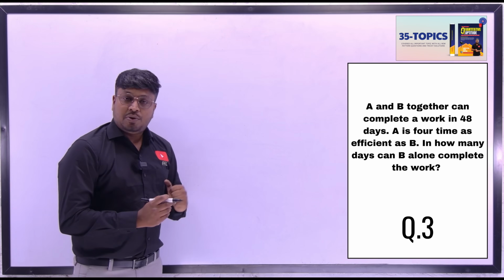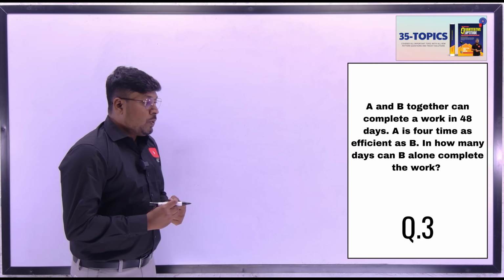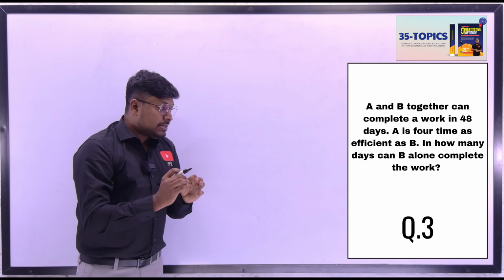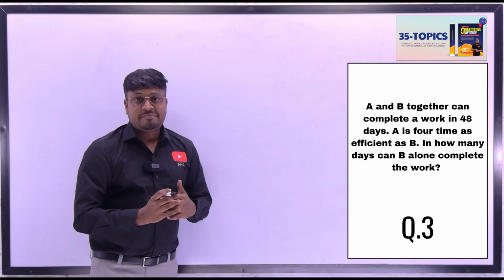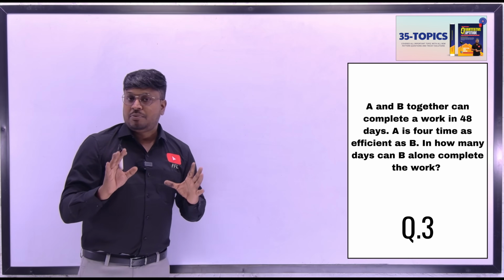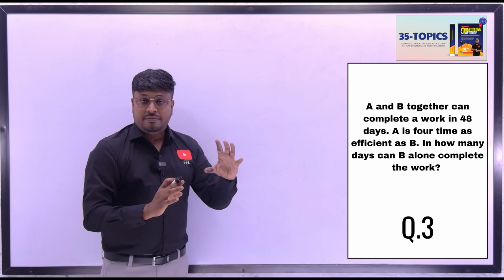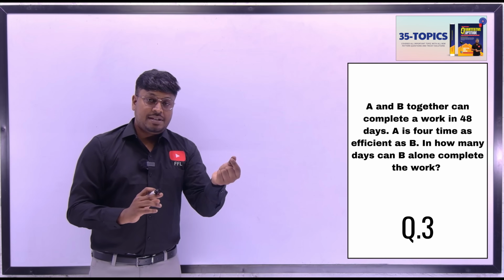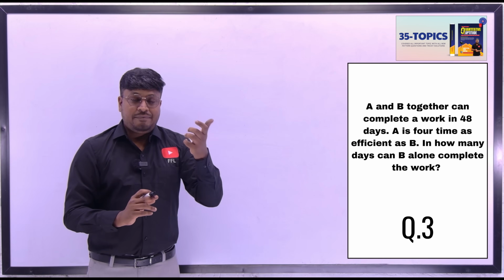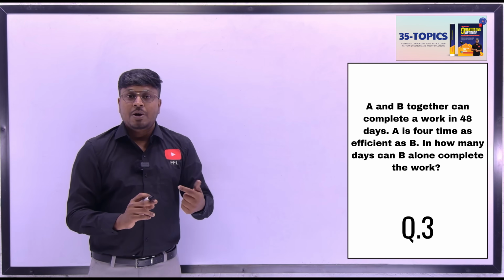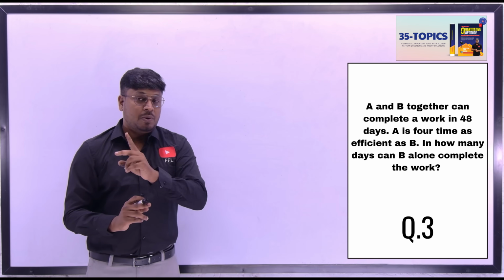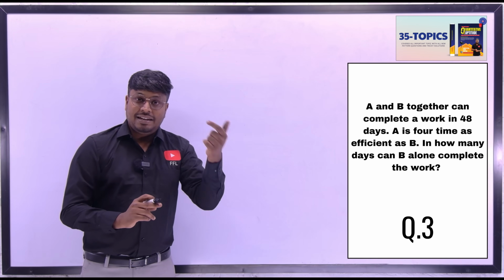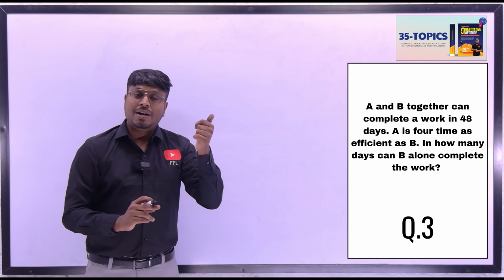Here is the third question. A and B together can complete a piece of work in 48 days. A is 4 times more efficient than B. So it is an efficiency based concept question, everyone knows it. In the first video itself on the topic time and work, I have taught how to convert the efficiency, what is called as efficiency. Efficiency ratio and time ratio, both the ratios play a major role in the topic time and work. Efficiency ratio, reciprocal or reverse, is called as a time ratio.